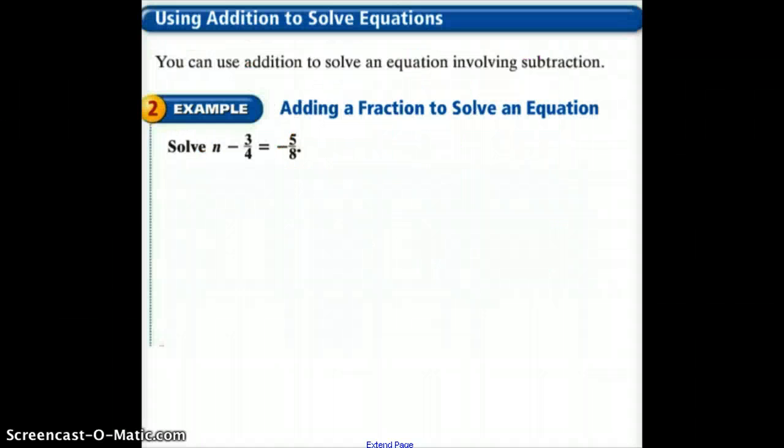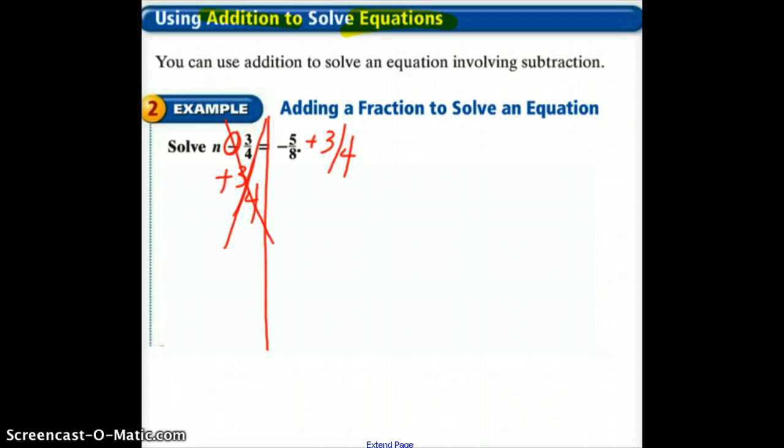All right, in example 2, we are using addition to solve equations. So now, instead of undoing addition, we're going to undo this subtraction sign. Solve n minus 3/4 equals -5/8. To get n by itself, I'm going to add 3/4. Do it to both sides. -3/4 and +3/4 cancels out on this side. I'm left with just my n.